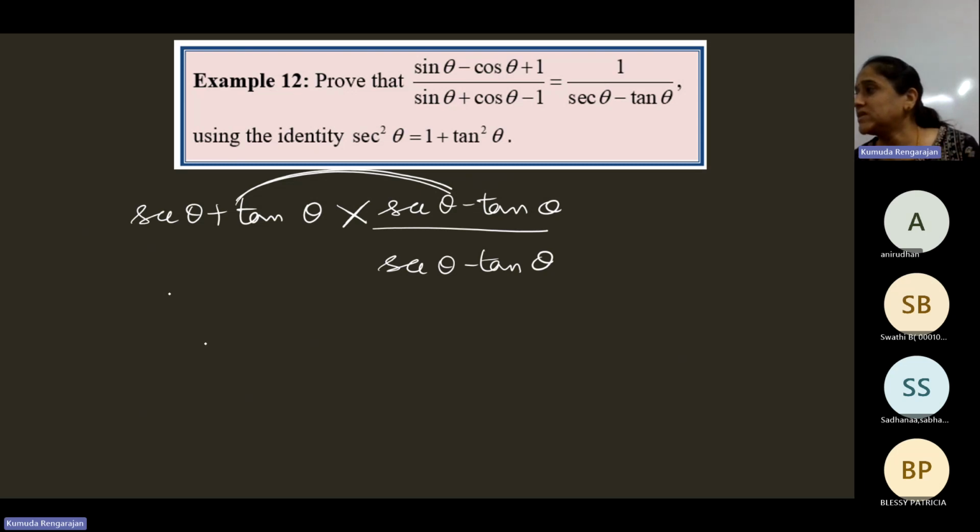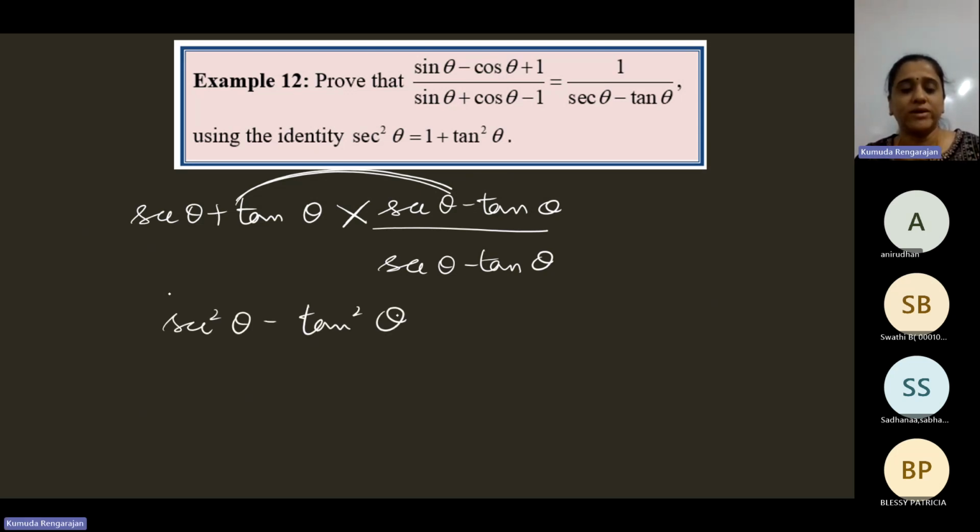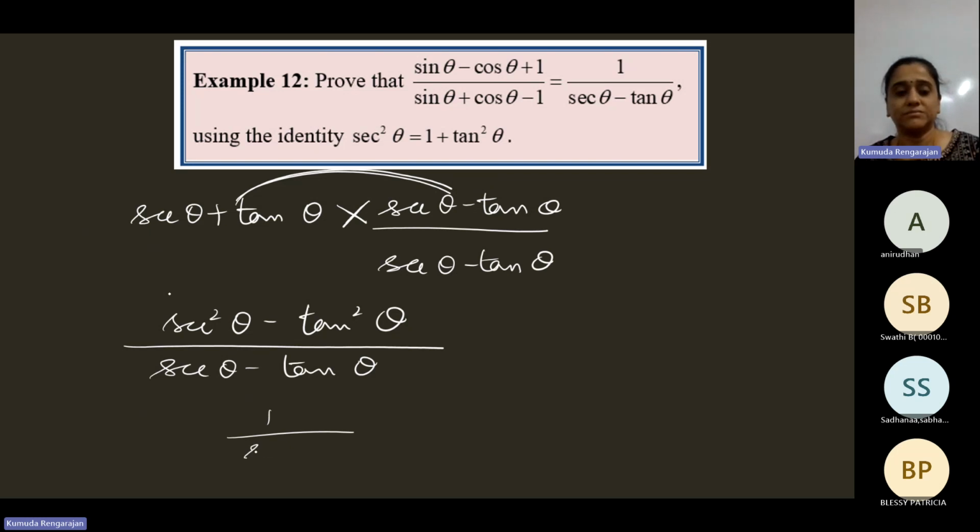What is secant square theta minus tan square theta? It's 1. So the result is 1 by secant theta minus tan theta. All right. Write down quickly.